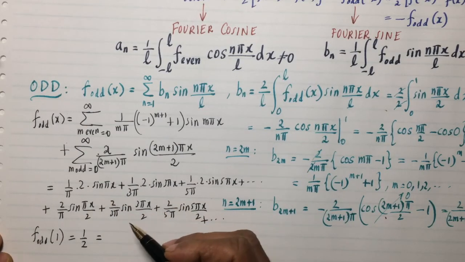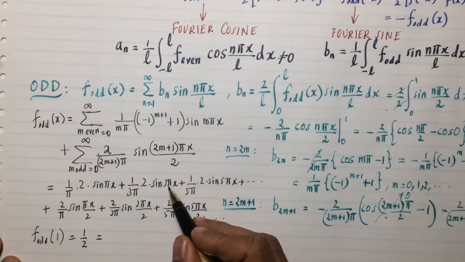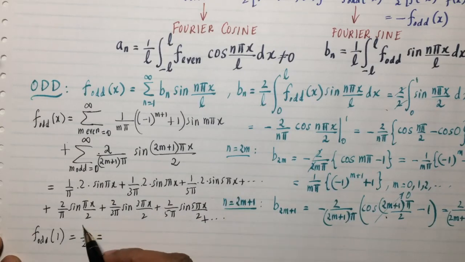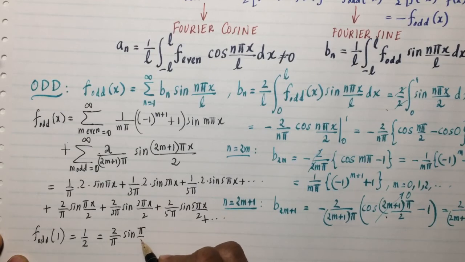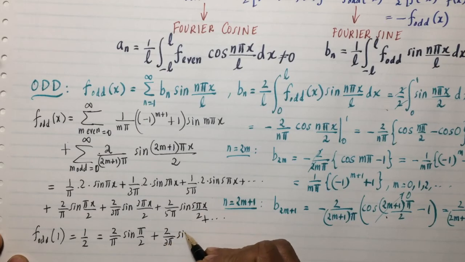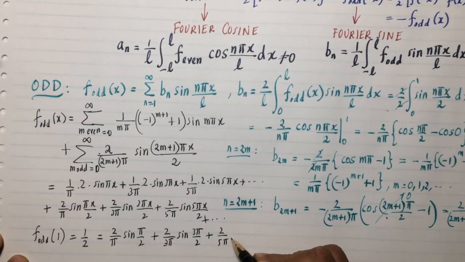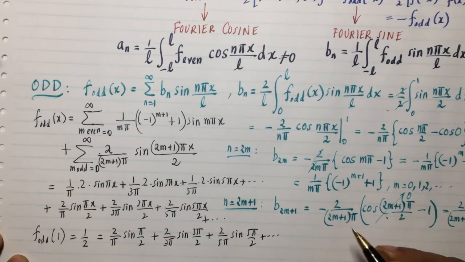Let's see what the right hand side predicts for us. If x equals 1, sine of pi, sine of 3 pi, sine of 5 pi, all those things vanish. So the entire top thing vanishes. All I have left is 2 over pi sine of pi by 2 plus 2 over 3 pi sine of 3 pi over 2 plus 2 over 5 pi sine of 5 pi over 2, and so forth. Sine of pi over 2 is 1, sine of 3 pi over 2 is minus 1, sine of 5 pi over 2 is again 1.